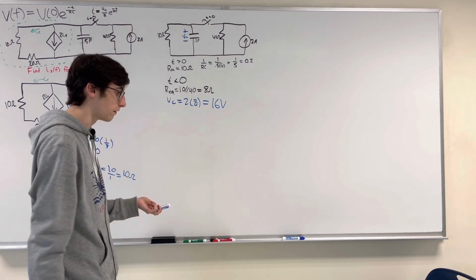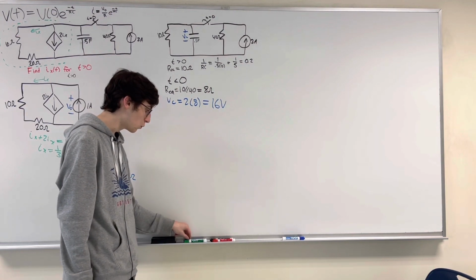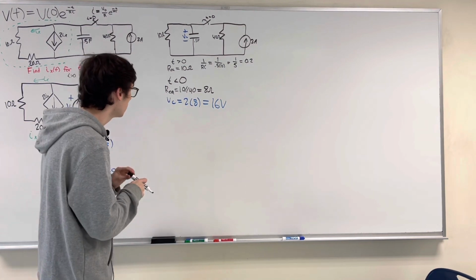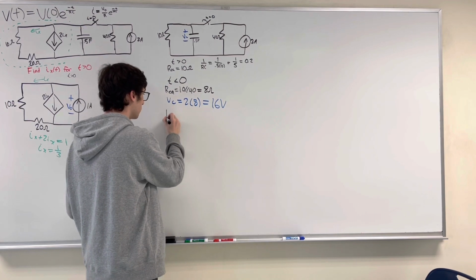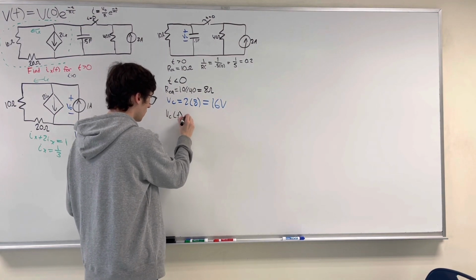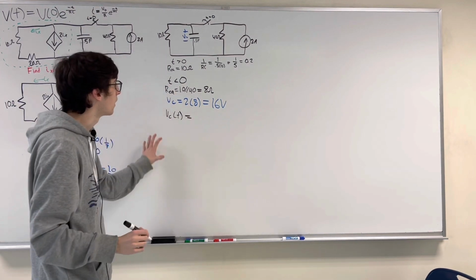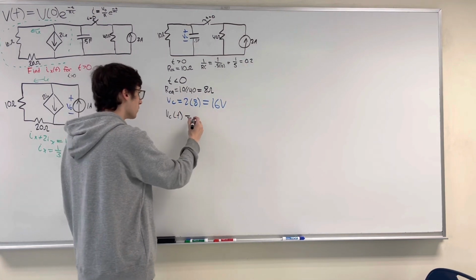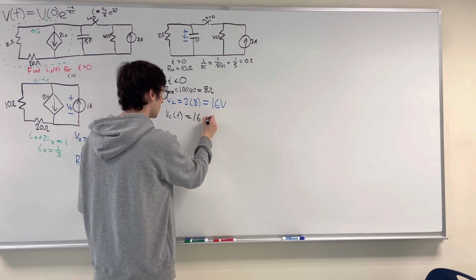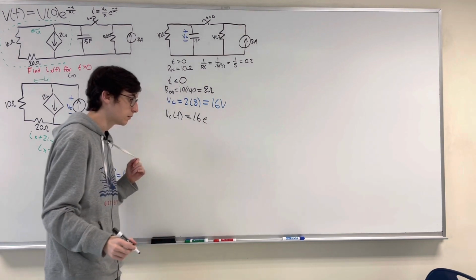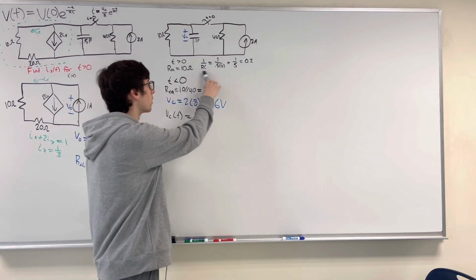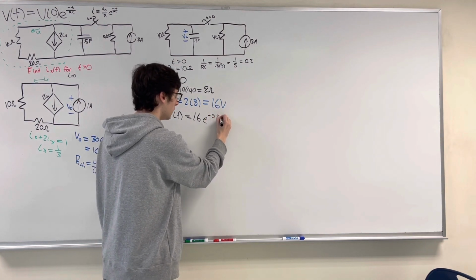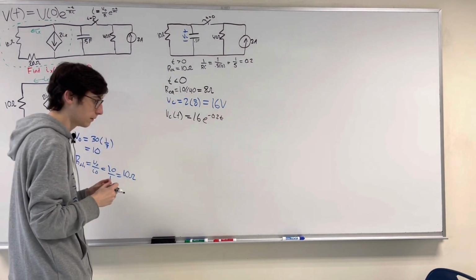And now that we have that, we can solve for V sub C of T. So this equation is now going to be equal to our V sub naught, which was calculated right here. So it's going to be equal to 16 times e to the negative 1 over RC, which is going to be 0.2 t.